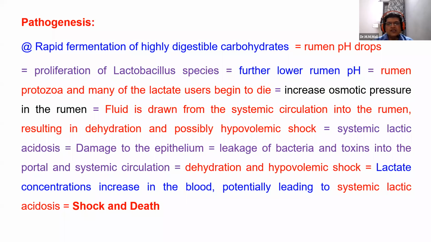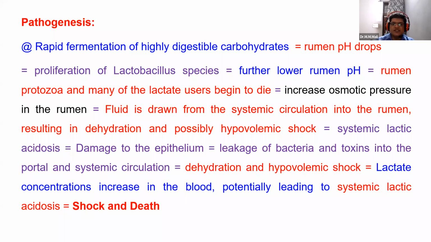the lactate users begin to die, and there will be increase in osmotic pressure in the rumen. Due to this increased osmotic pressure, the fluid is drawn from the systemic circulation into the rumen, resulting in dehydration and possibly hypovolemic shock.